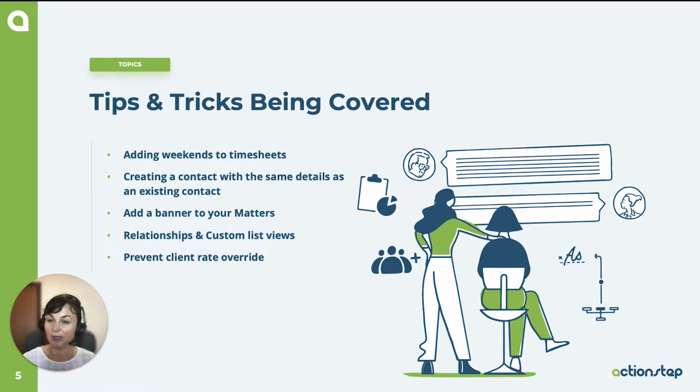We'll also cover how we add or remove weekends from our timesheets, how we can use the copy contact details function when creating a contact record, and how to add a banner to your matters. A banner will add some information right at the top to make it really stand out in relation to a matter that you want somebody to really take notice of. We'll look at how we use relationships and bring those relationships out into custom list views, and how we can prevent a client rate override where the client may be an internal staff member.